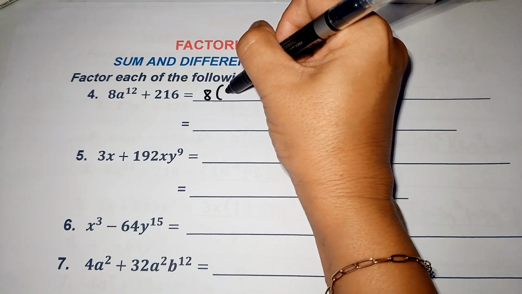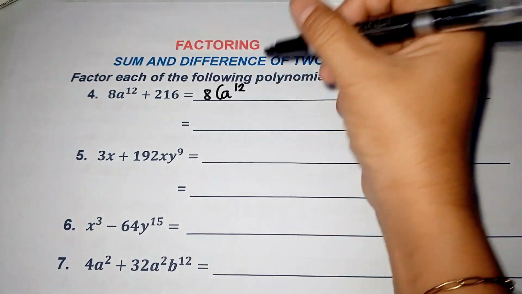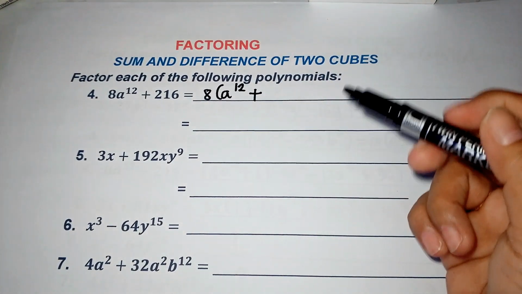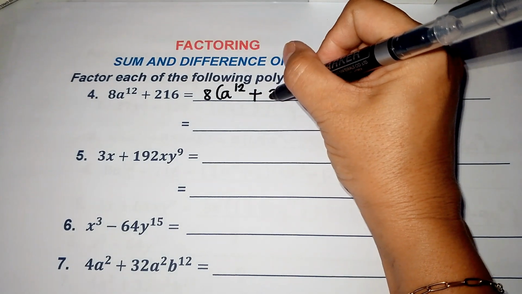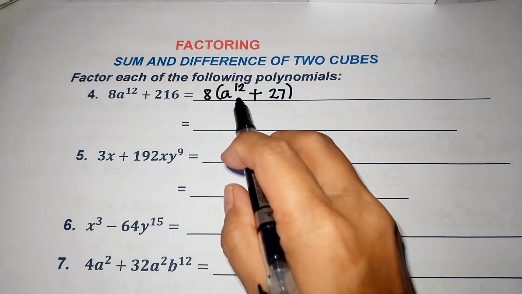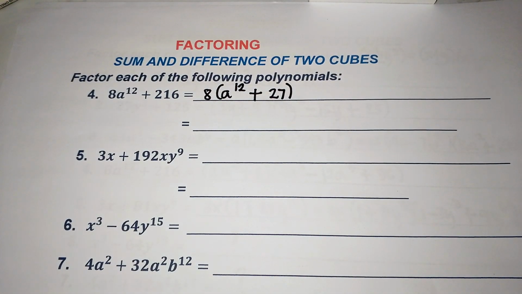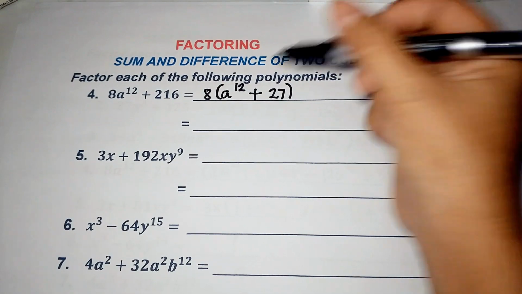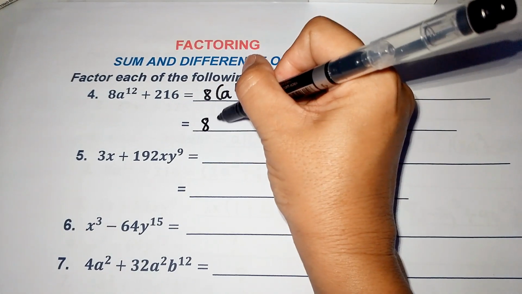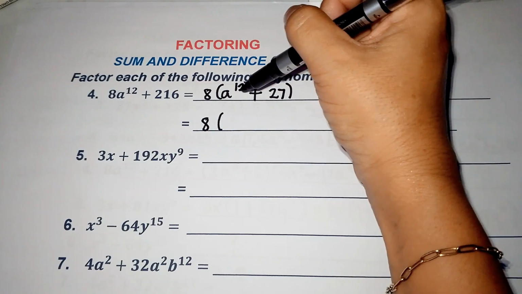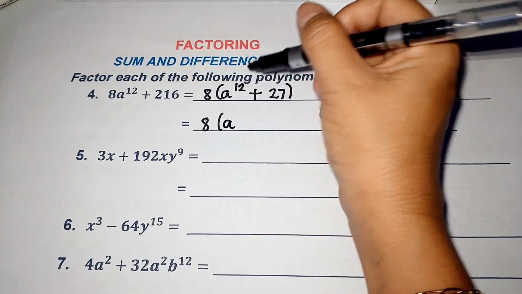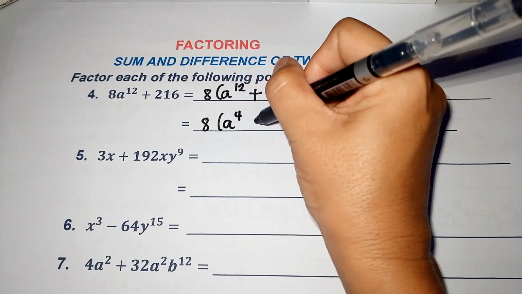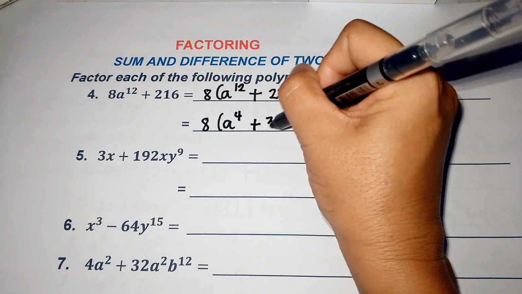So we are left with a raised to 12 for the first term plus 216 divided by 8 is 27. Now these numbers inside the parentheses are also cubes. So let's now proceed to factor. So we copy 8. Then we now get the cube root of these two terms. The cube root of a to the 12th is a. Then 12 divided by 3 is 4. Plus cube root of 27 is 3.